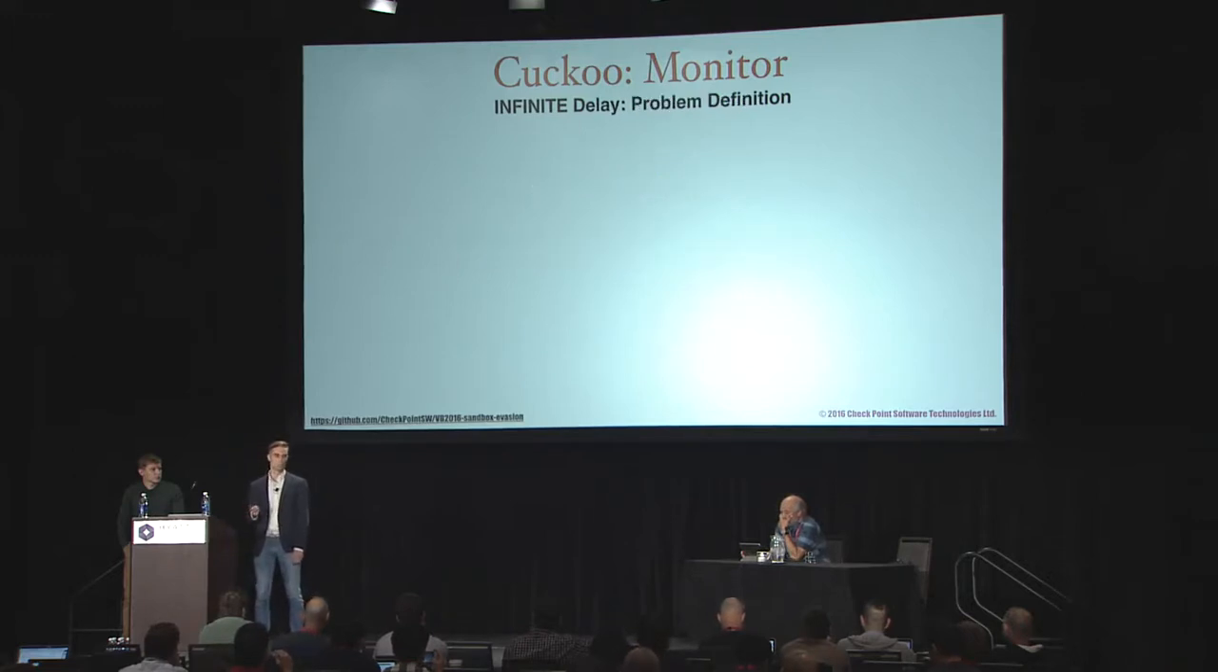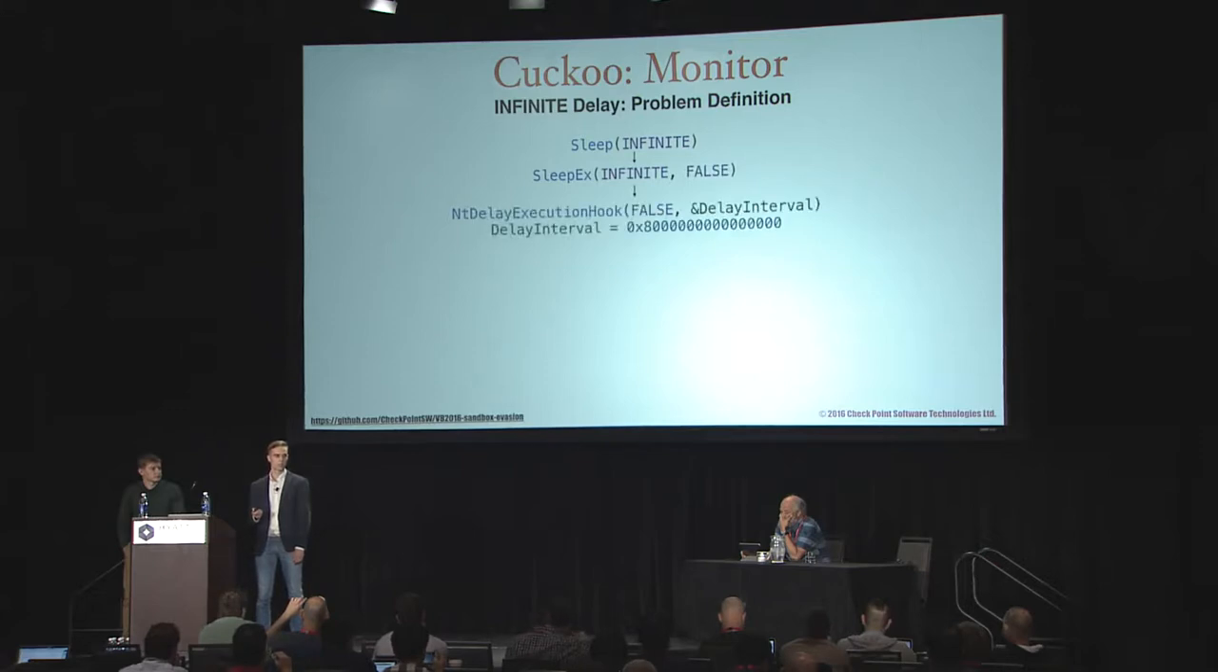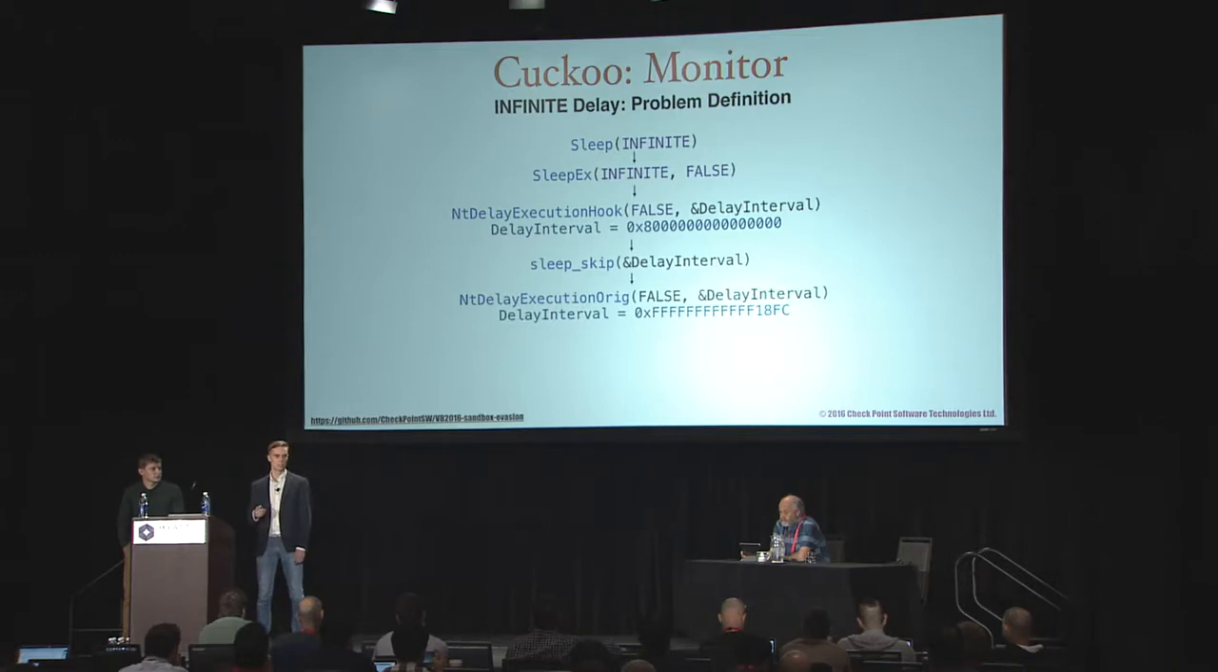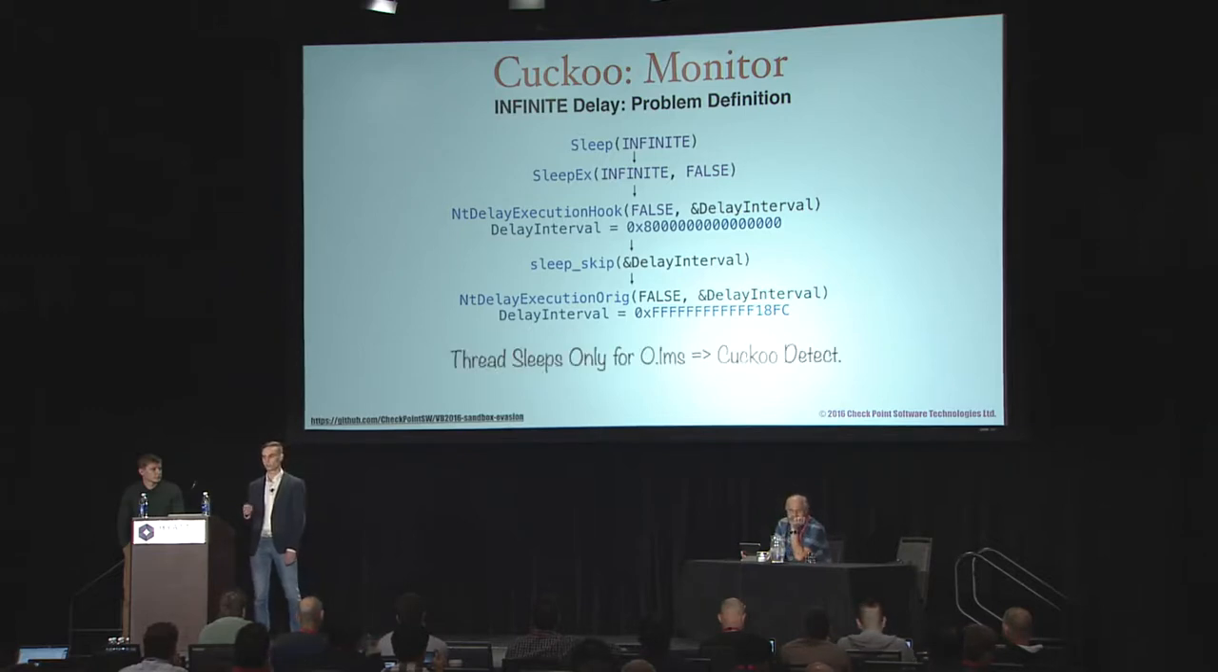Let's see what is wrong when the anti-delay execution is hooked by Cuckoo Monitor. We have the same route till the anti-delay execution. But what happens now, the anti-delay execution hook calls the sleep skip function, and the delay interval is replaced with 0.1 milliseconds. So the anti-delay execution original function will be executed with a delay interval that equals 0.1 milliseconds. So instead of sleeping forever, the thread will sleep only for 0.1 milliseconds, thus Cuckoo is detected.